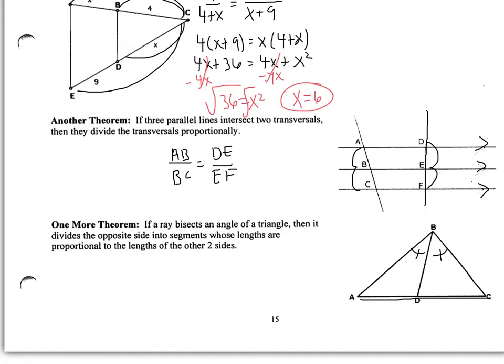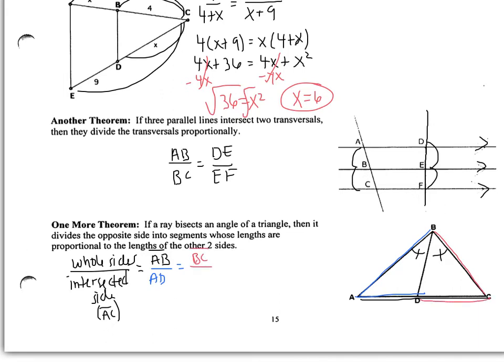Okay, so we're comparing whole sides to the intersected sides, or intersected side in this case, which is AC. Okay, so AB, this whole side, is going to correspond to AD because it's connected to AD. And then this whole side, BC, is going to correspond to DC, the little part that it is touching.